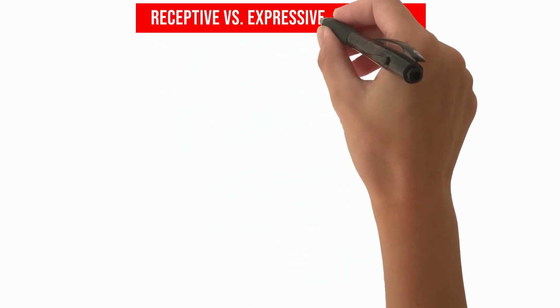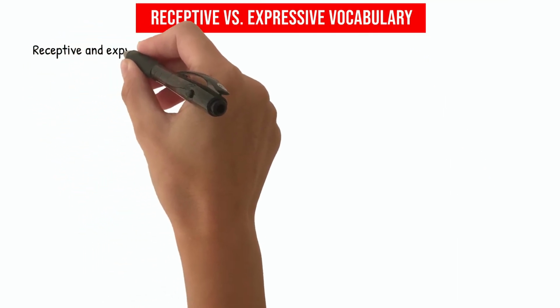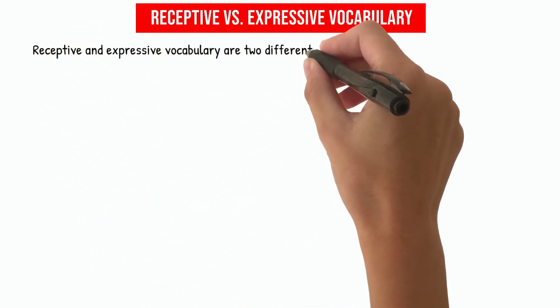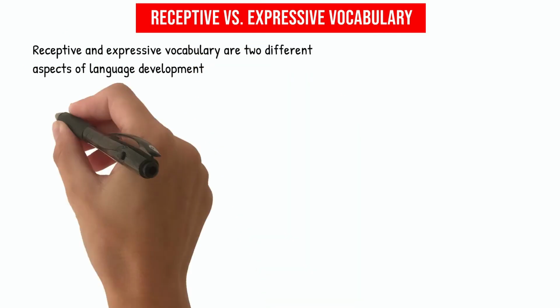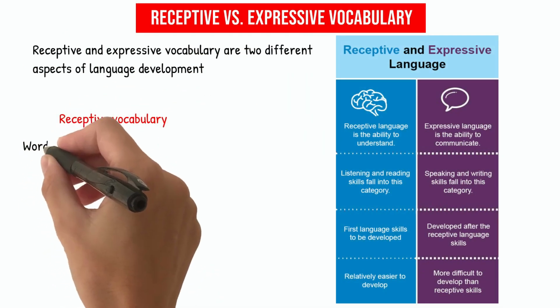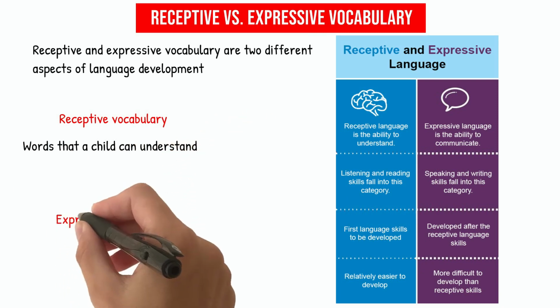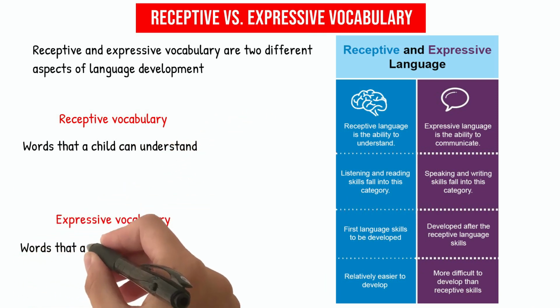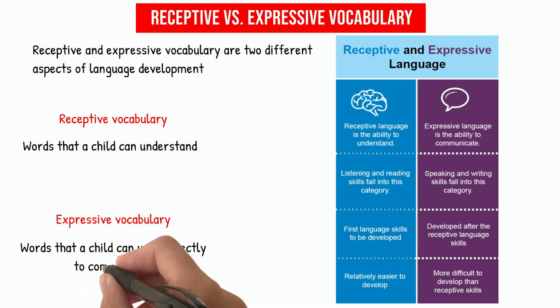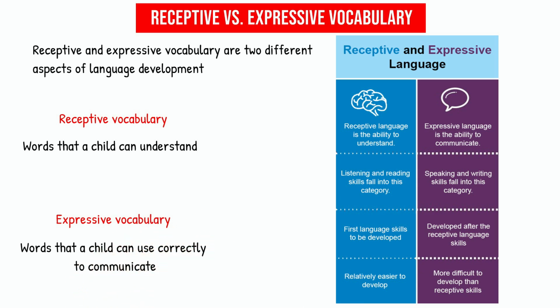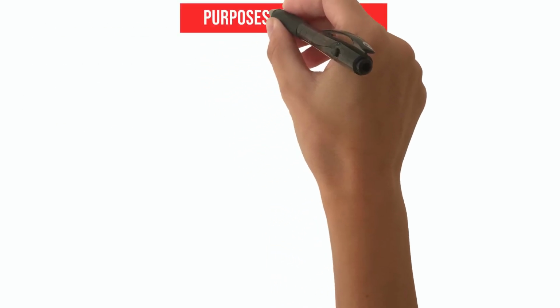Receptive versus expressive vocabulary. Receptive and expressive vocabulary are two different aspects of language development. Receptive vocabulary refers to the words that a child can understand when they hear or read them. Expressive vocabulary, on the other hand, refers to the words that a child can use correctly to communicate their thoughts and ideas to others.